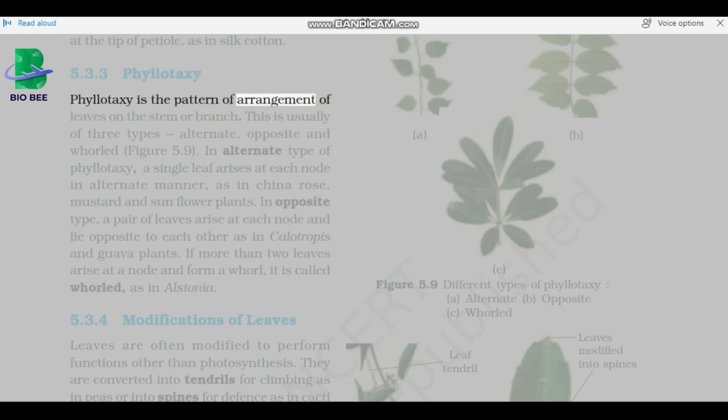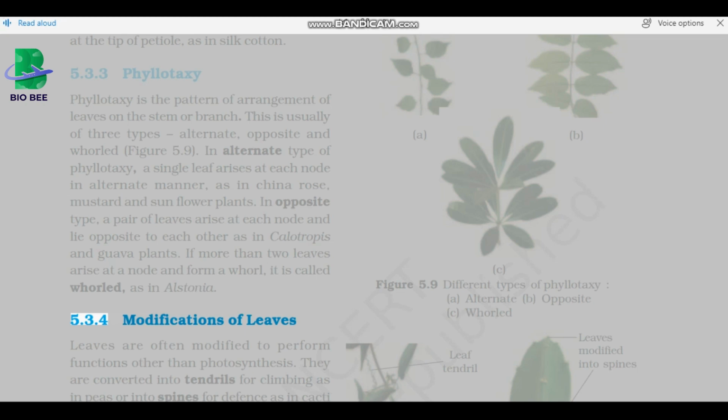Phyllotaxy is the pattern of arrangement of leaves on the stem or branch. This is usually of three types: alternate, opposite, and whorled, Figure 5.9. In alternate type of phyllotaxy, a single leaf arises at each node in alternate manner, as in China rose, mustard, and sunflower plants. In opposite type, a pair of leaves arise at each node and lie opposite to each other, as in Calotropis and guava plants. If more than two leaves arise at a node and form a whorl, it is called whorled, as in Alstonia.